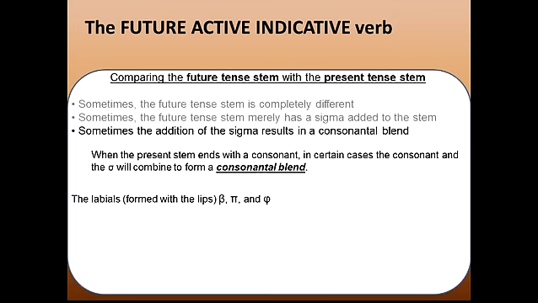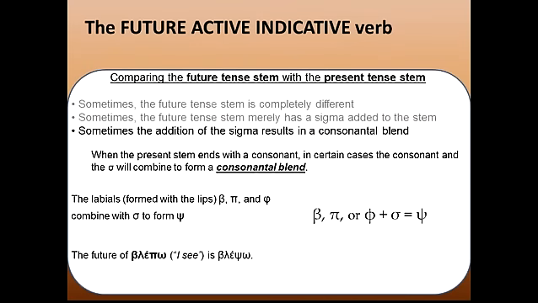When we have a stem where the last letter in the stem is one of these labials, it combines with the sigma when forming the future tense to form the consonantal blend psi. When we say the letter psi, it's a PS sound combined. So it kind of makes sense. If you take the letter pi and the letter sigma and you put them together, you get psi. The same thing holds for beta or phi. When those are combined with sigma, you get psi.